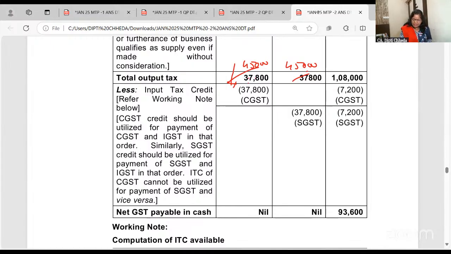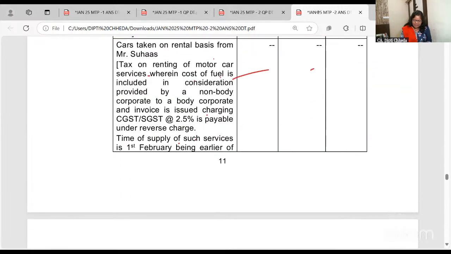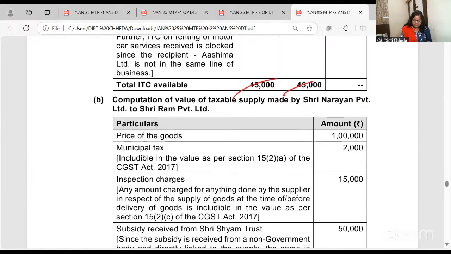Output CGST, after setting off input CGST, you can take it in IGST. This also you can take it in IGST. Mutually they cannot set off, and finally you have to pay this tax. Car rental you are not taking because that other person has not yet shown it.